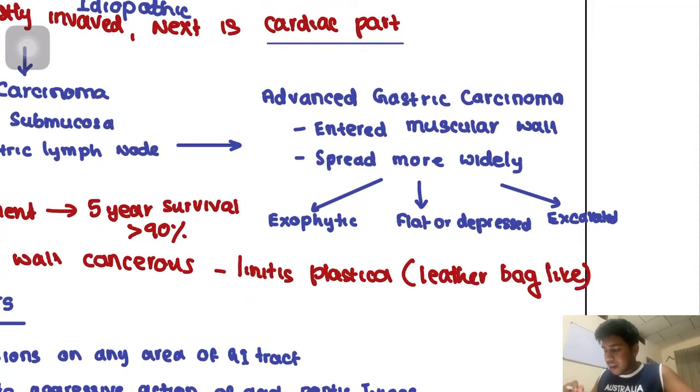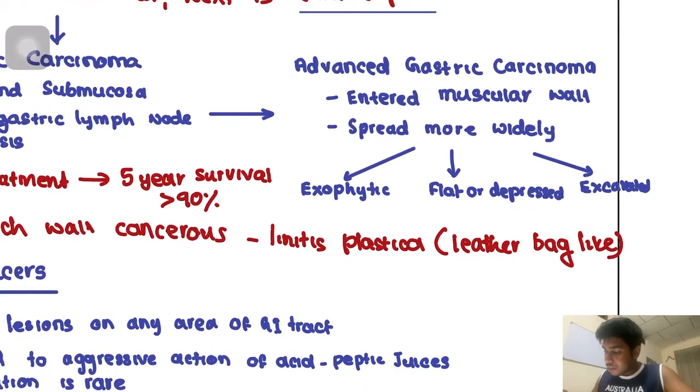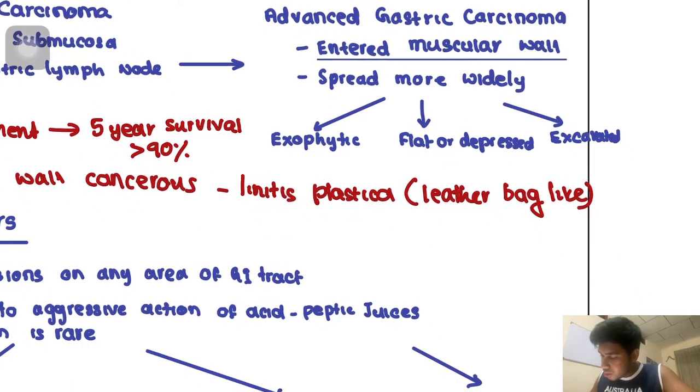Next, we have advanced gastric carcinoma. This means the carcinoma has entered the muscular wall, spreads more widely, and shows 3 types of growth. You don't really need these, but basically exophytic, flat or depressed. Let me show depressed.